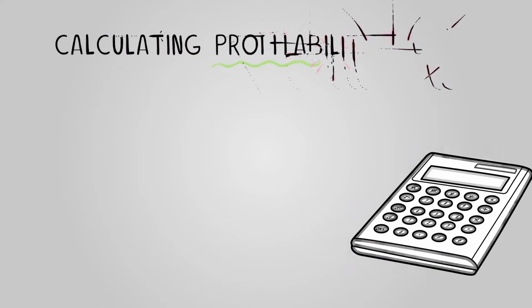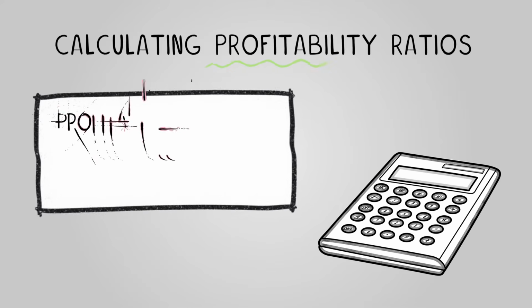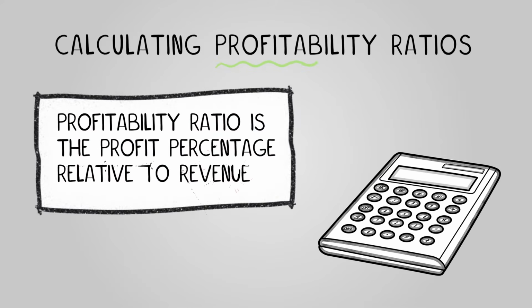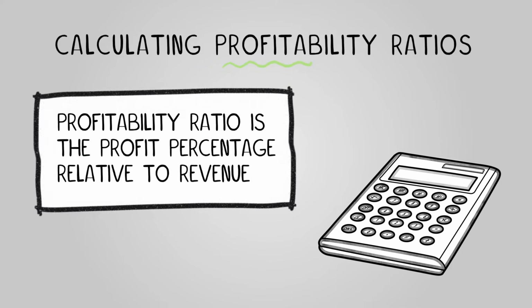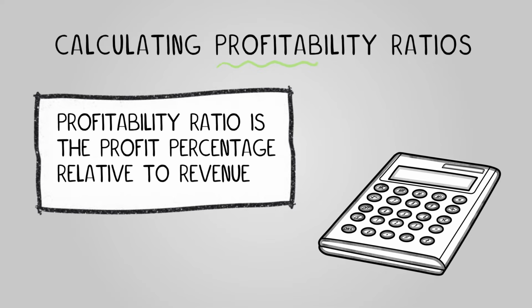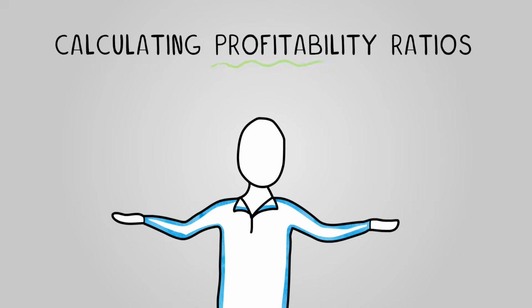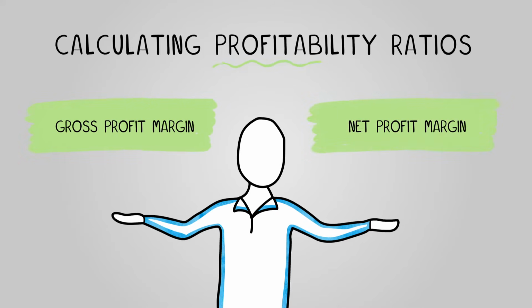We can calculate the profitability of a business using a profitability ratio. This is the profit percentage relative to revenue. So 50% means for every £1 of revenue, 50p is profit. There are two different profitability ratio methods: gross profit margin and net profit margin.